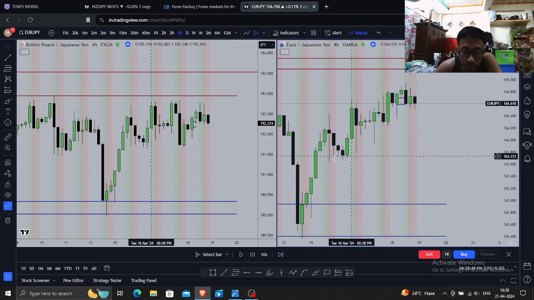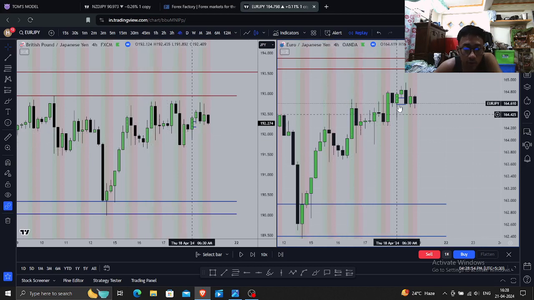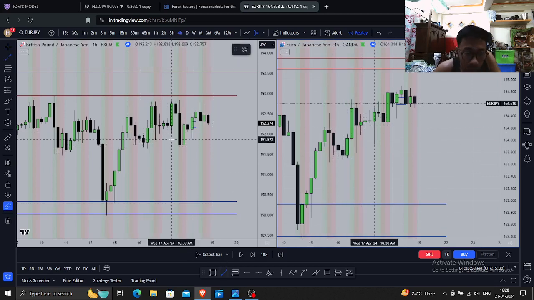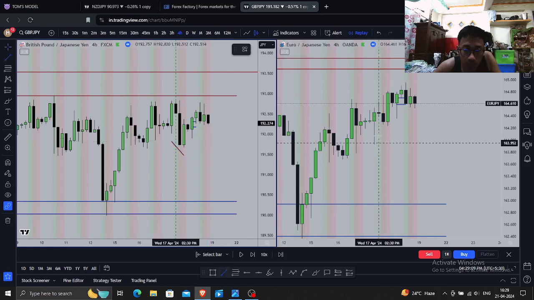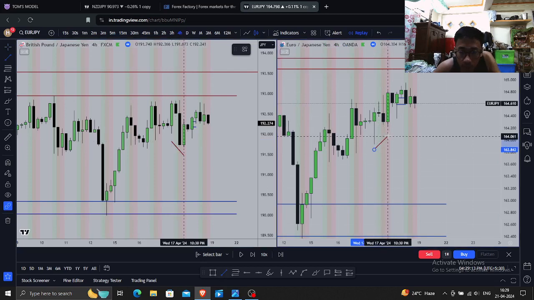This trade is also a good one. I took this trade also, but right now it's here. So I'm gonna find out the SMT divergence between from here to here, and from here to here. This one is SMT divergence.